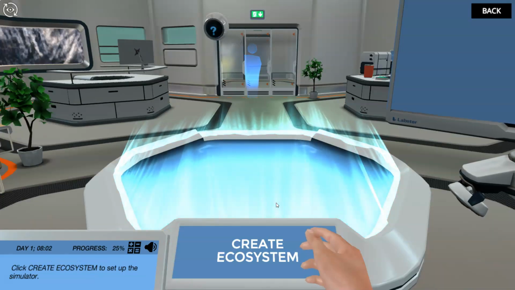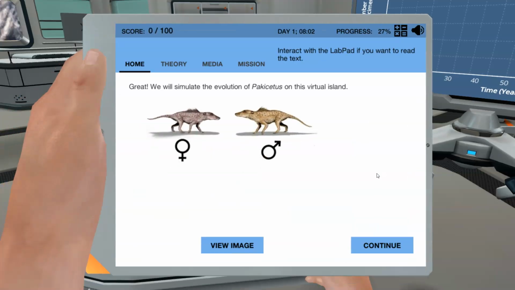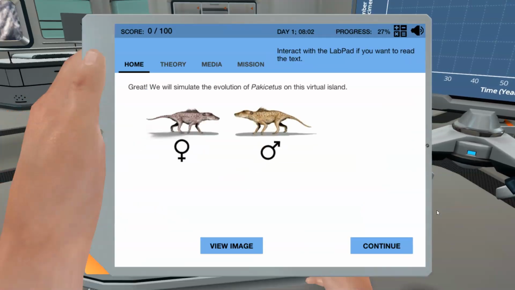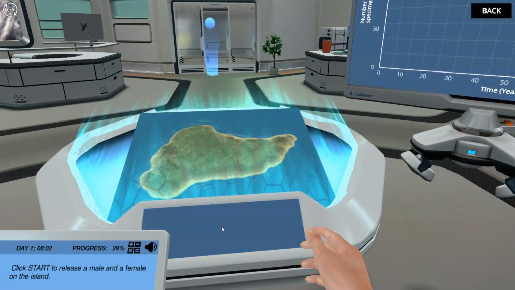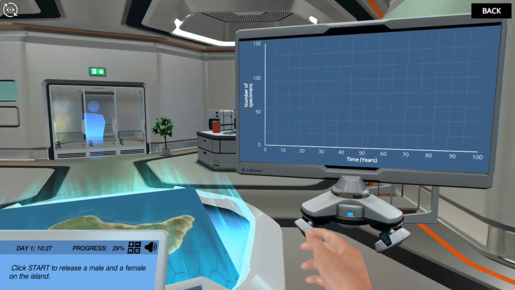Click Create Ecosystem to set up the simulator. Great! We will simulate the evolution of Peckycetus on this virtual island. Click Start to release a male and a female on the island. Observe the frequency of Charles's allele in the population over time.